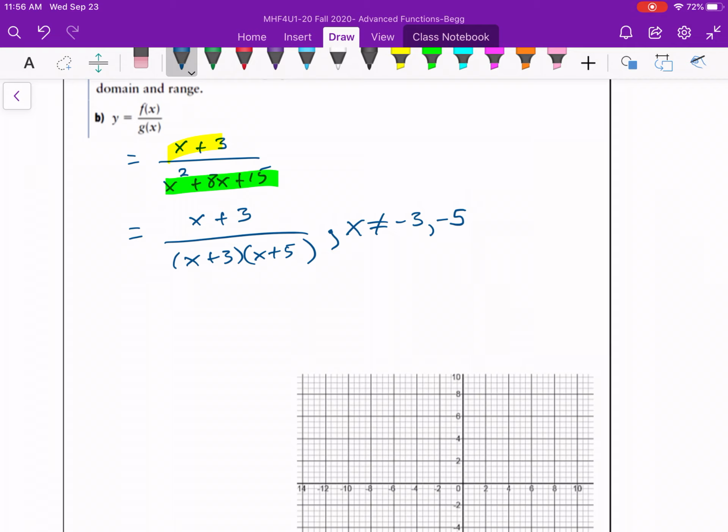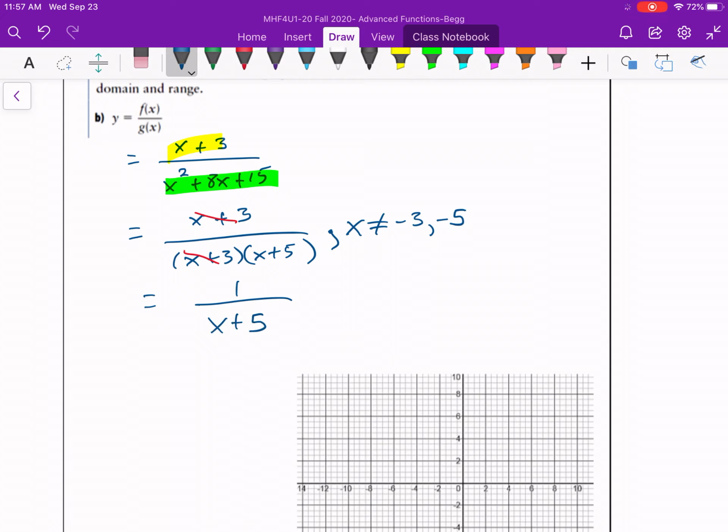Then we're also going to see something interesting here. We're going to see that this x plus 3 on the bottom is going to cross out with this x plus 3 on the top. So this simplifies down to 1 over x plus 5.